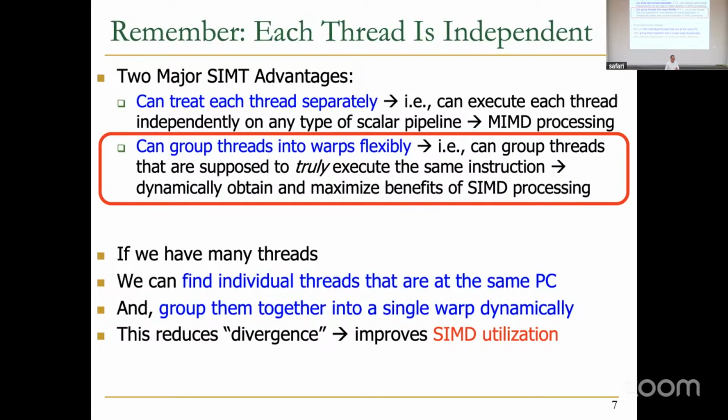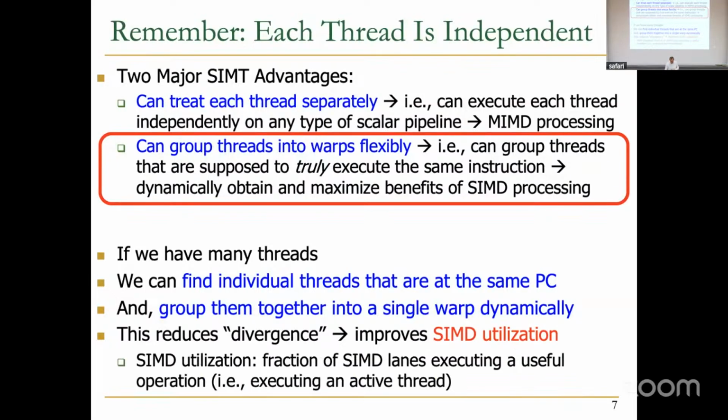This is one of my favorite questions, as you will see later on. SIMD utilization is really the fraction of SIMD lanes executing a useful operation. As we have seen in the previous example, when you have four active threads within a single warp of 8 possible threads, 50% is the utilization rate. Okay, so essentially executing an active thread.